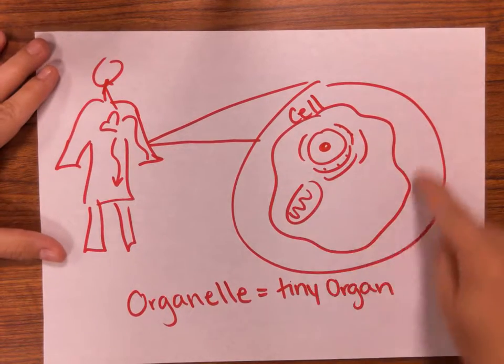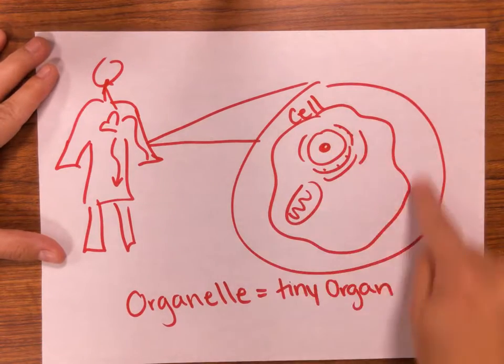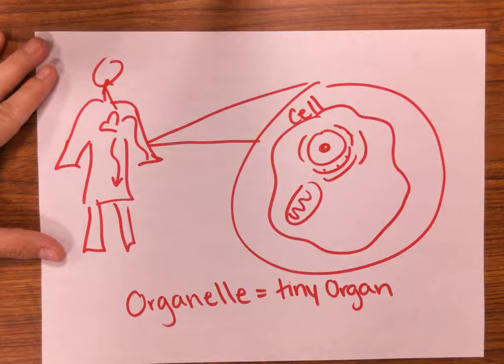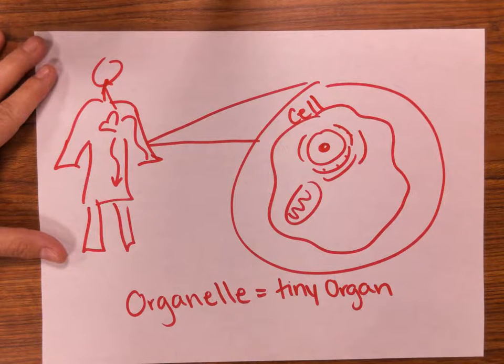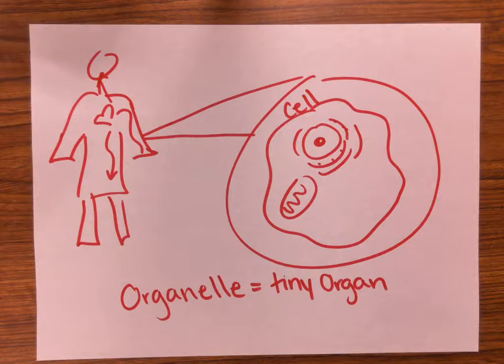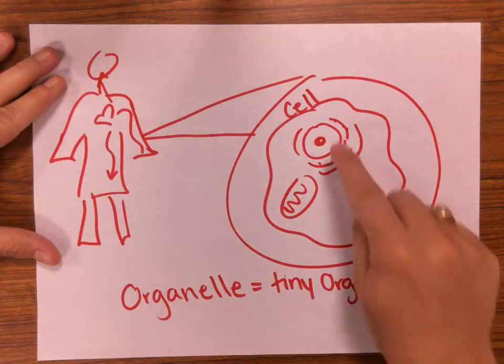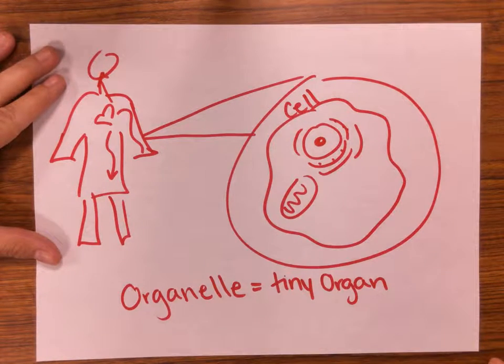Within your cells, if you were to zoom in and look at a cell, you have different organelles, similar to organs, but smaller. So we call them organelles, and that means tiny organ. These organelles perform functions or jobs for the cell. For example, the nucleus controls the cellular activities. Some of the things that you're going to need to know are how to distinguish between a plant versus an animal cell, and the organelles and the functions that are found within these cells.